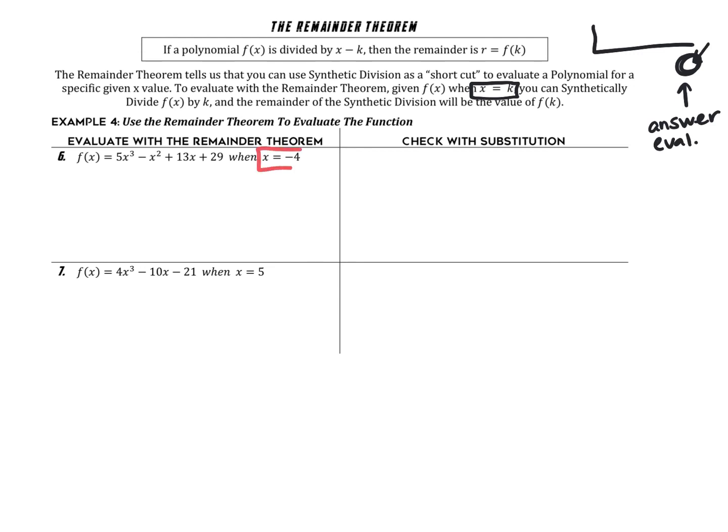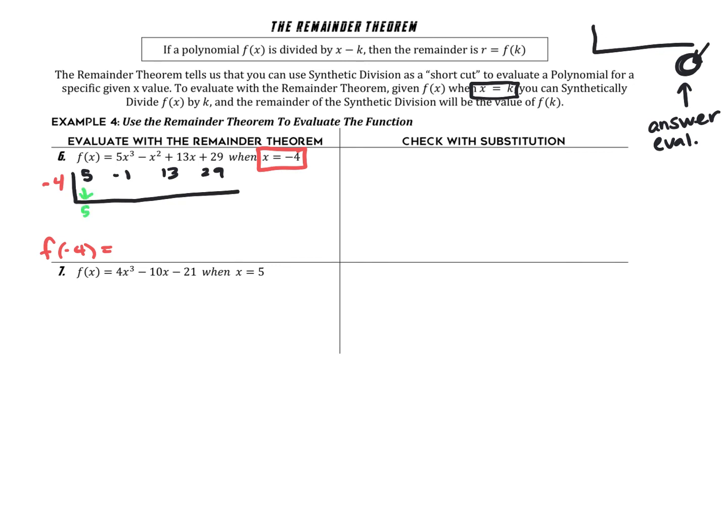If we are evaluating x equals negative 4 and we're going to use the remainder theorem, we set this up like synthetic division. I'm actually going to put negative 4, not the opposite, because I'm not given a factor. I'm basically being asked, what is f of negative 4? That's what we're being asked here. We're going to set the inside up the same way: 5 is our first coefficient, negative 1 is our second, then 13, then 29.